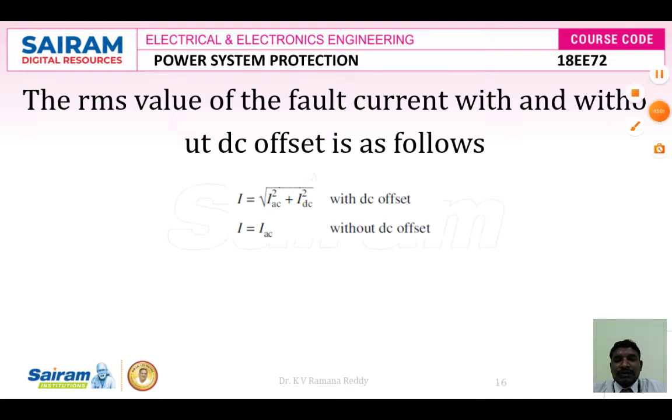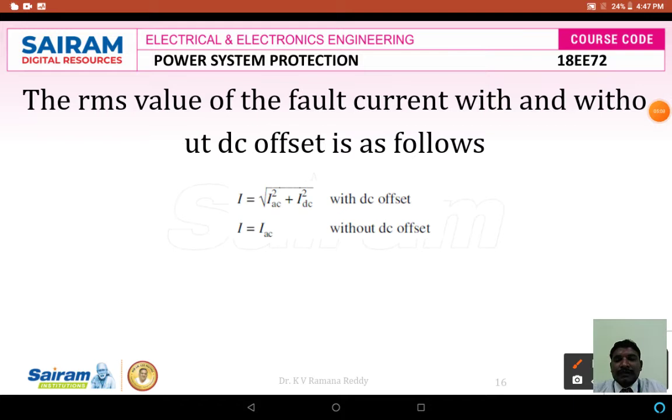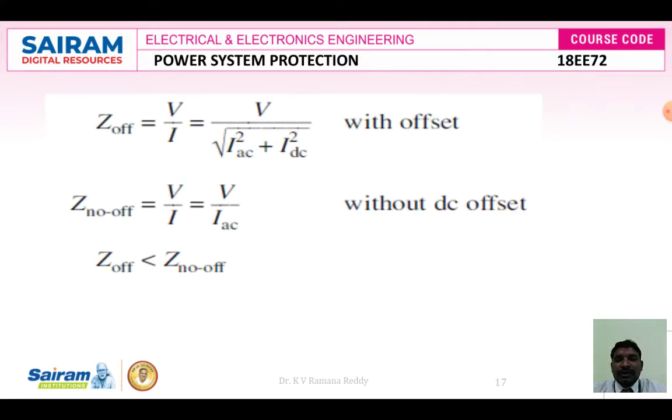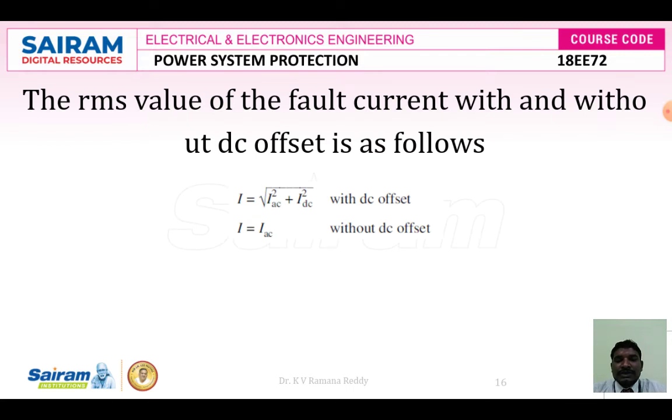With DC harmonics, the magnitude of I is equal to the square root of IAC square plus IDC square. Without DC harmonics, I is equal to IAC. Why DC here? Because of the short circuit condition, there are harmonics, or otherwise we can call them DC transients. With DC transients there is a current, without DC transients there is a current. So with DC transients and without DC transients, these are the mathematical formulas we are using for analysis purposes.